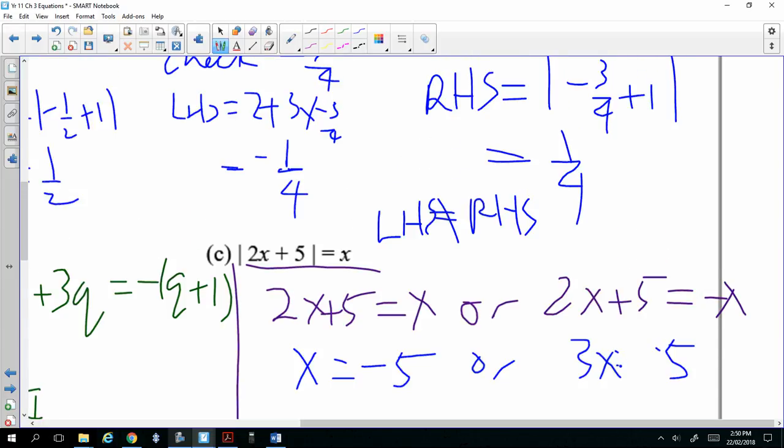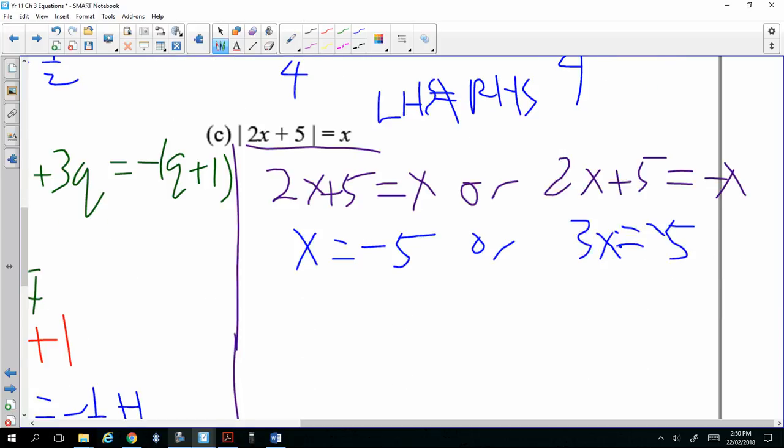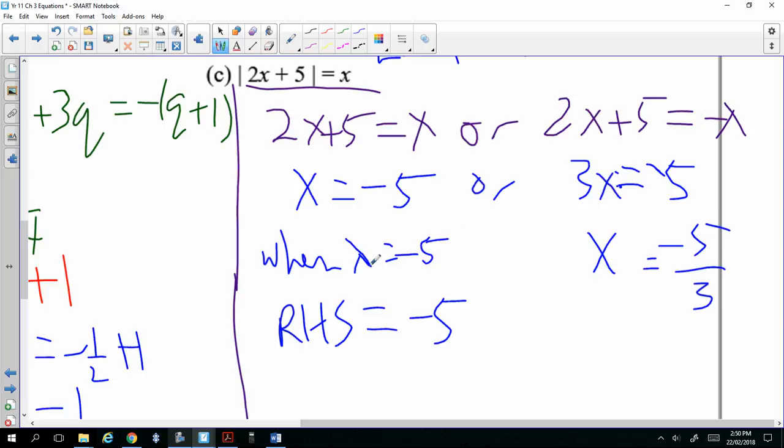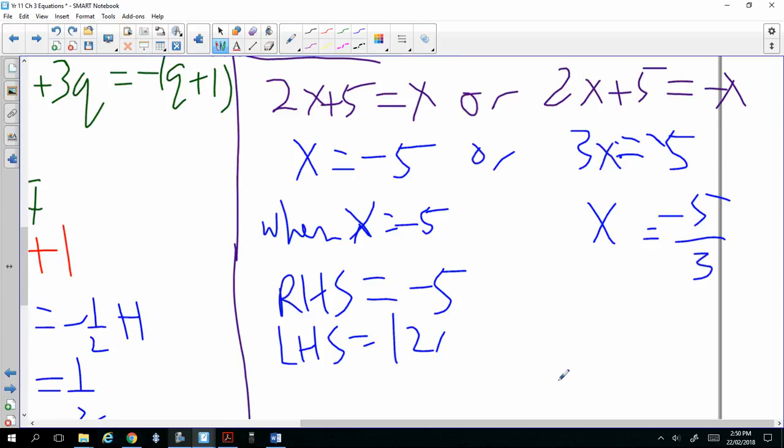X is negative 5, so you get x is negative 5 over 3. And you'll see that if I substitute onto the right hand side, you get negative 5 when x equals negative 5. For the left hand side, you get a positive value, so they don't match. I don't think it matches for this one as well.